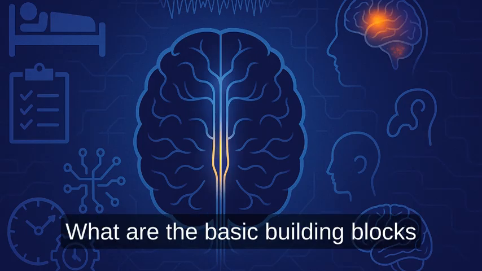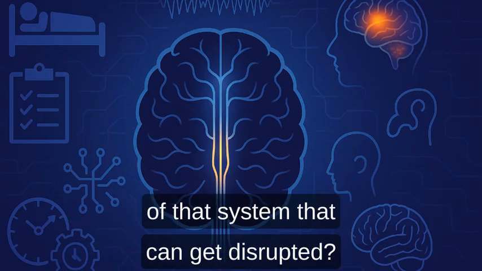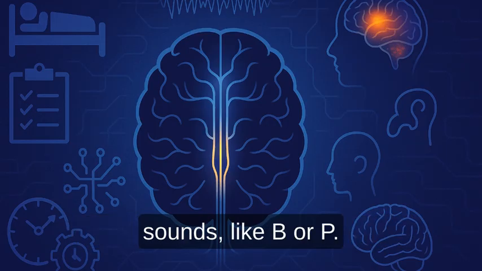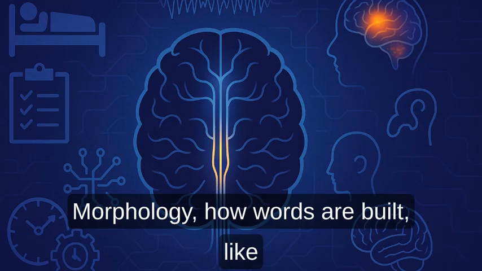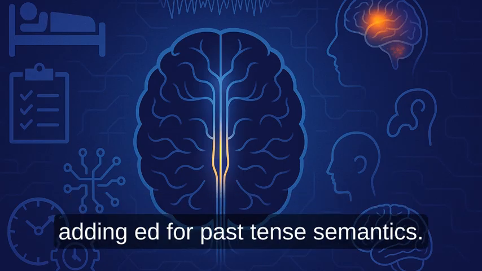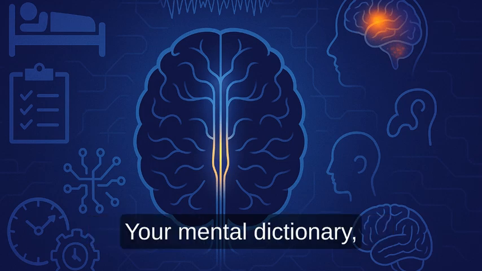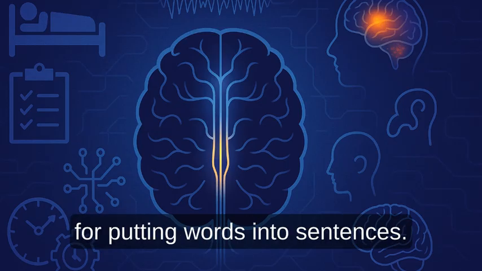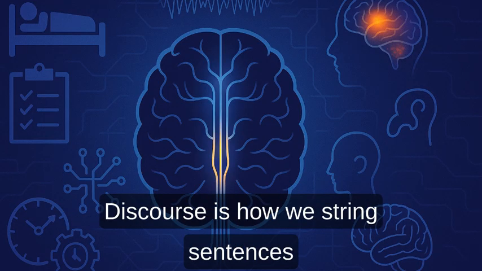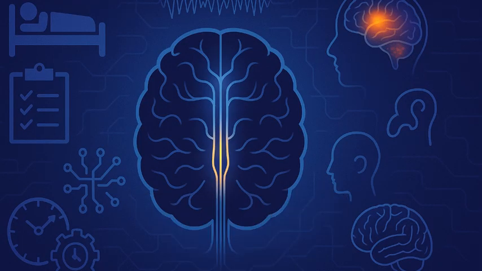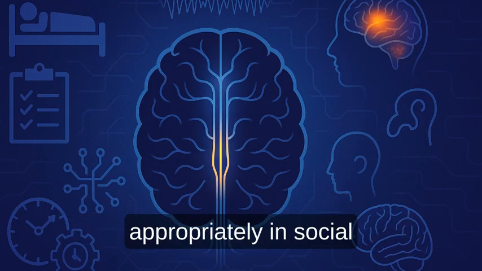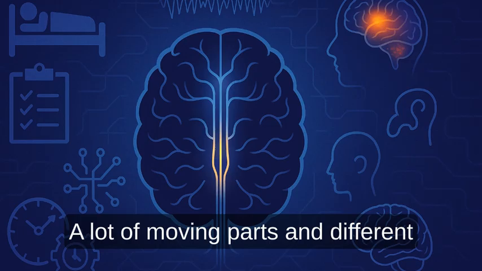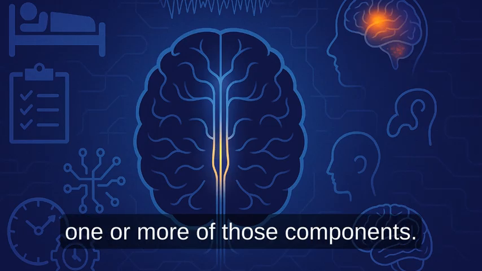Right. What are the basic building blocks of that system that can get disrupted? Language is complex. You've got several layers. Phones, those are the basic sounds like B or P. Morphology, how words are built, like adding -ed for past tense. Semantics, that's the meaning of words. Okay. Your mental dictionary, all the words you know, that's the lexicon. Syntax is the grammar, the rules for putting words into sentences. Discourse is how we string sentences together coherently, like in a story. And pragmatics is using language appropriately in social contexts, like knowing when to talk, understanding sarcasm. Wow, a lot of moving parts. And different types of aphasia can hit one or more of those components.